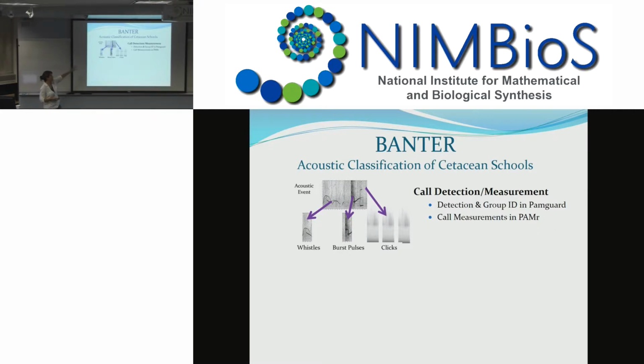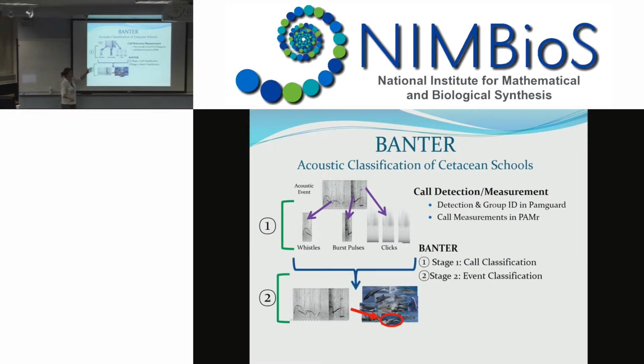Once we have our measurements from a whole bunch of different detectors, and these can be very generic detectors, we then throw them into BANTER. It's a two-stage classifier. Stage 1 is a call classification, where we're working with these detectors. And then stage 2 is where we put all that data together to say, what is this group, what is this event?